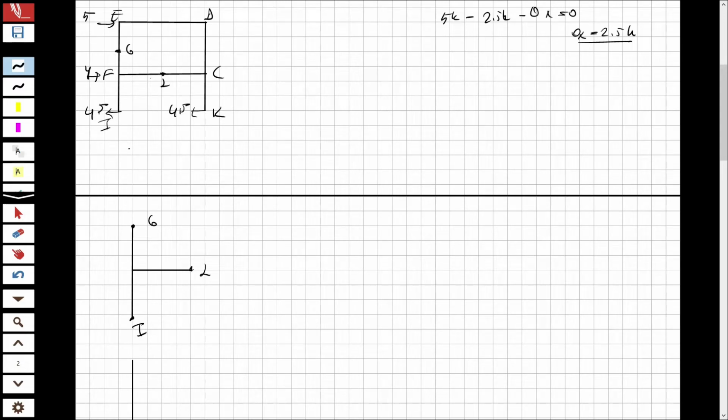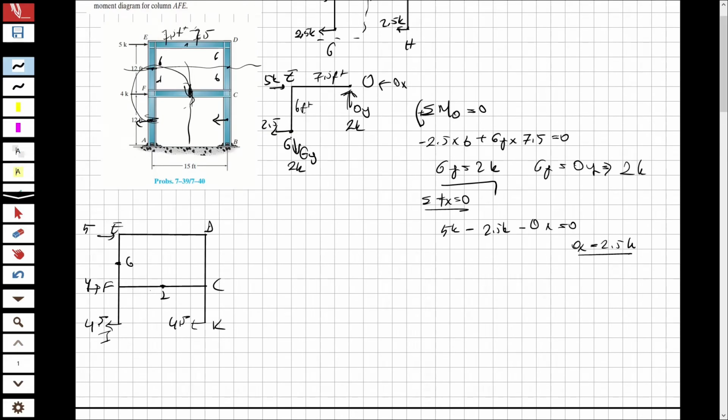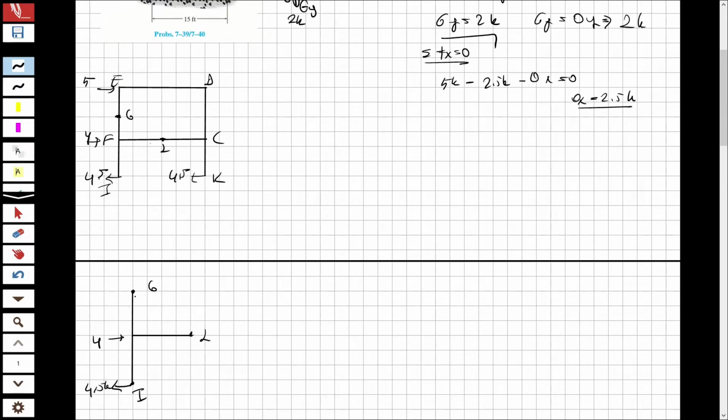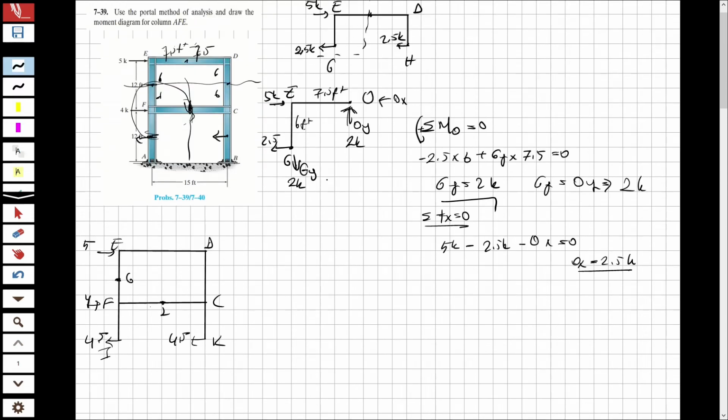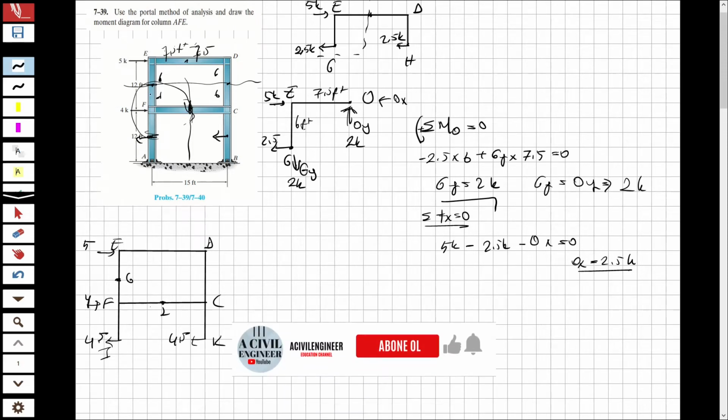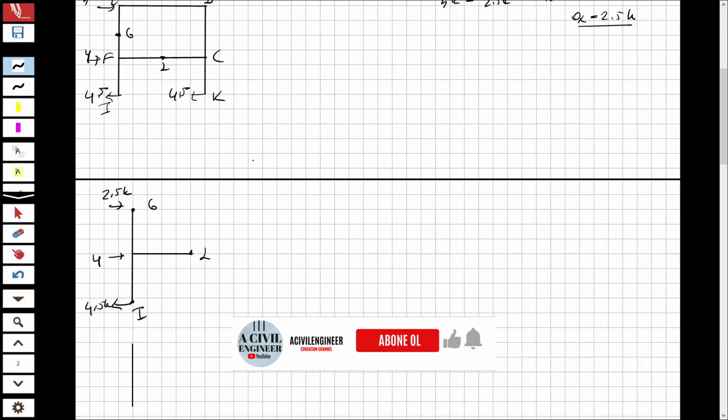For this question, we have 4.5 here, we have a 4 here, and also we have a force that comes from this part, 2.5. If it is in this direction for the first part, for this part it's going to be in the opposite direction. It is the same for the GY also. If it is downward for the first part, here it's going to be upward.